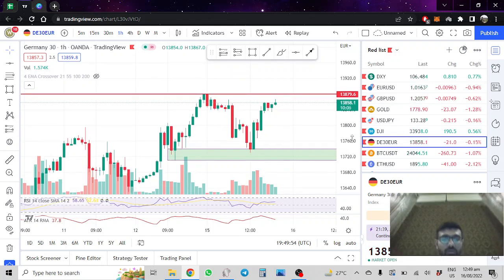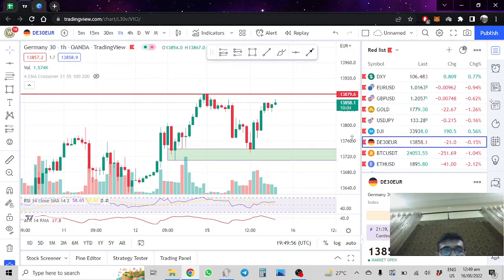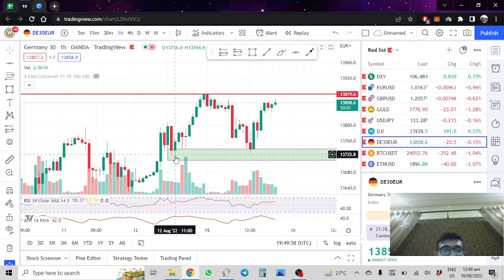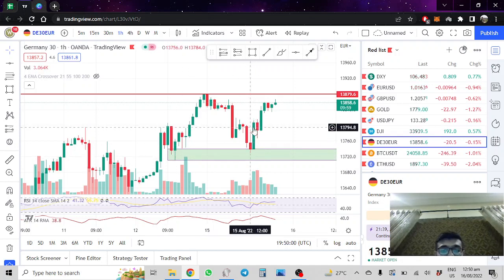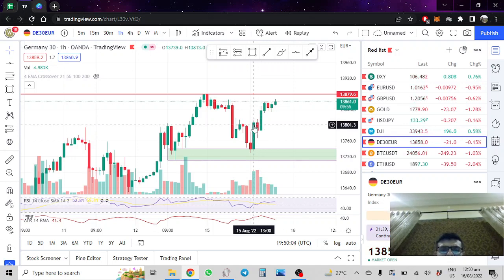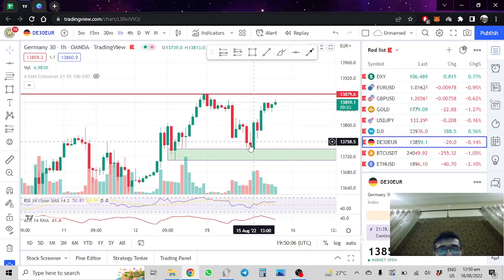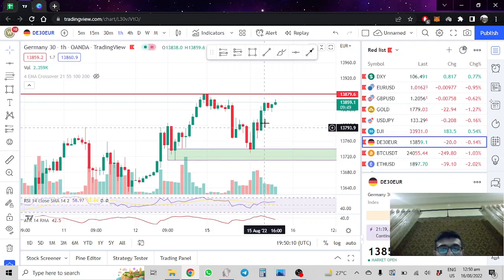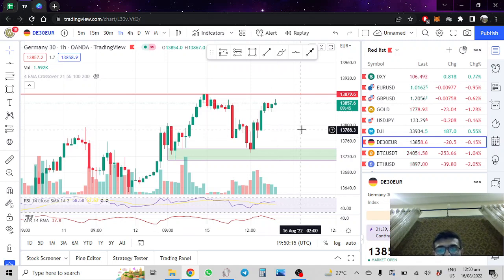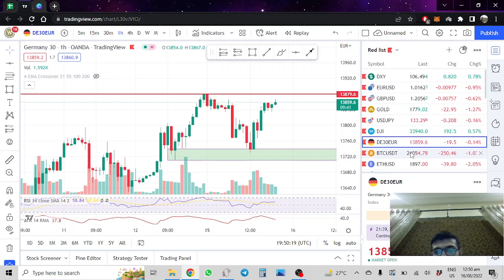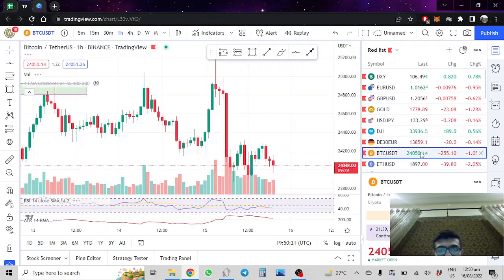So what we would have done is that we would have already taken a long entry on this double bottom over here, and just like DJ, we would have taken an entry over here or even over here as well. This is a good double bottom, but let's wait for another confirmation and then we can take another trade in this pair as well. Okay, that's all for the DE30. Let's move on to Bitcoin analysis.